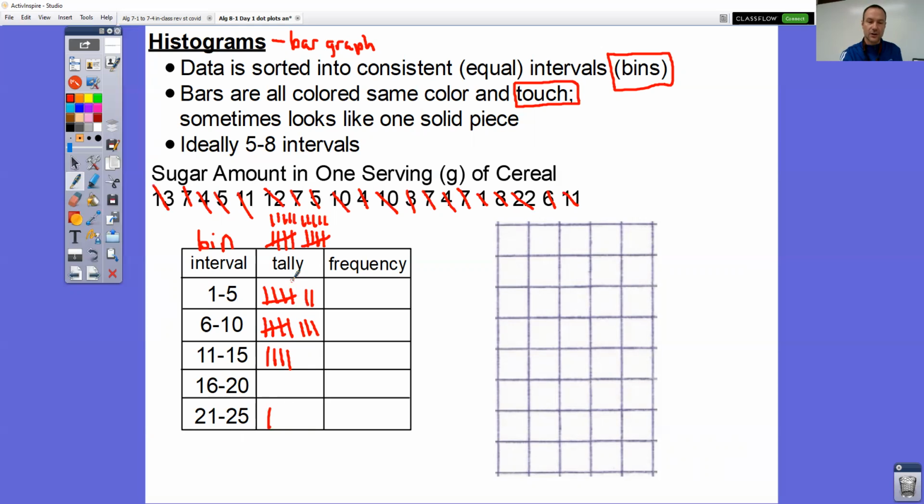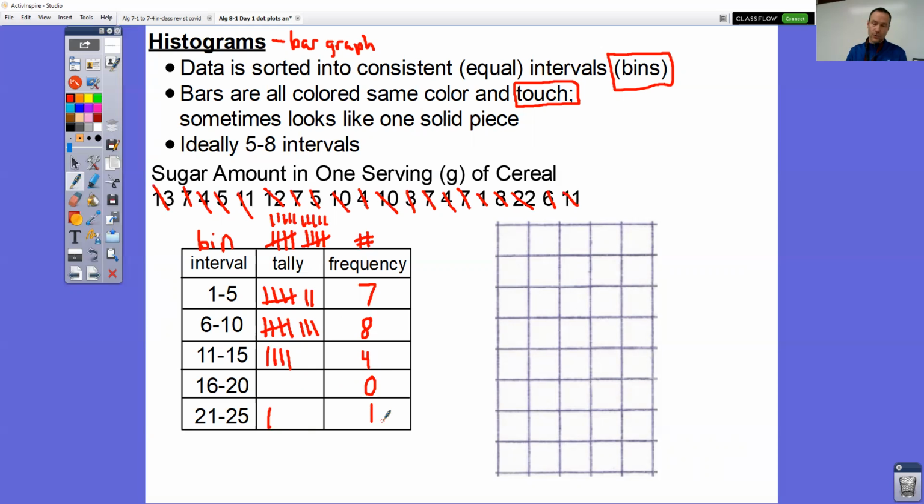So now what you're going to do is add up your tally marks and put the number in the frequency. Frequency is the actual number of each of those. So here we have 7 tally marks. So there's 7 cereals that are in between 1 and 5. There are 8 cereals in between 6 and 10. There are 4 of them here. Here we just have a 0, and here we have a 1.